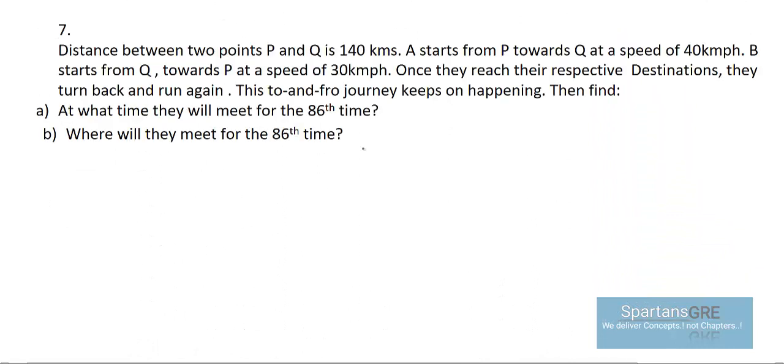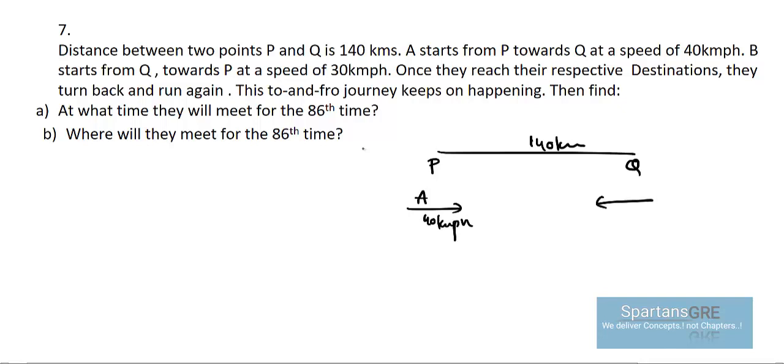The 7th question. The distance between P and Q is 140 kilometers. A starts from P at a speed of 40 kilometers per hour, and B starts from Q at a speed of 30 kilometers per hour. This is a to and fro journey. Find at what time they will meet for the 86th time.